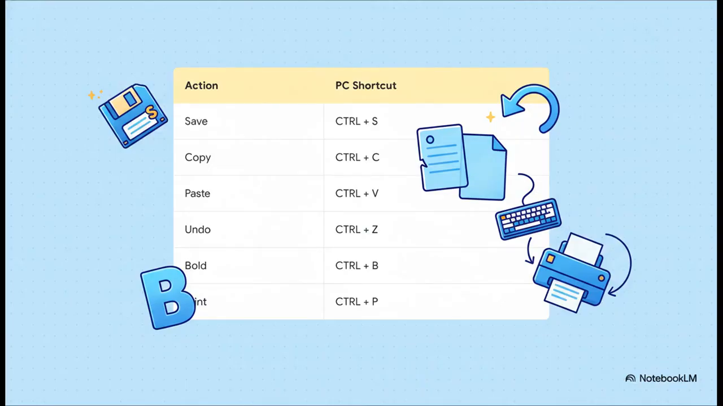For saving your document, that's Control-S. Just get in the habit of hitting that all the time. Moving text around, Control-C to copy, Control-V to paste. And my personal favorite, for when you make a mistake, Control-Z, the magic undo button. Just these few will change your life.